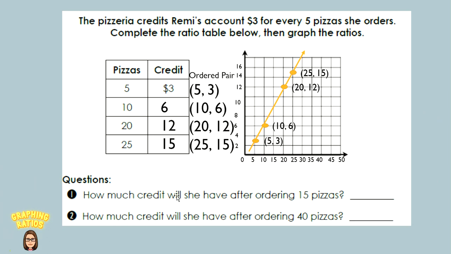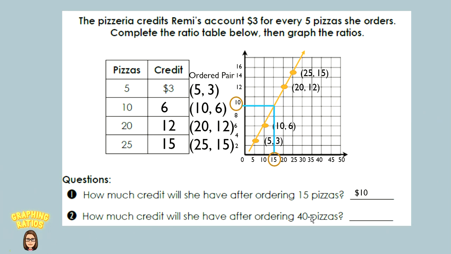So it says, how much credit will she have after ordering 15 pizzas? So what I am going to do is look at the 15 here, and I'm going to go up, and I'm going to see where it is at the y value, and I can see it's 10. So this is how I'm going to show you it. Here's the 15. I go straight up to the line, and then I go across, and that's how I get the $10. You can also look at the ratios, but you can also look at a table.